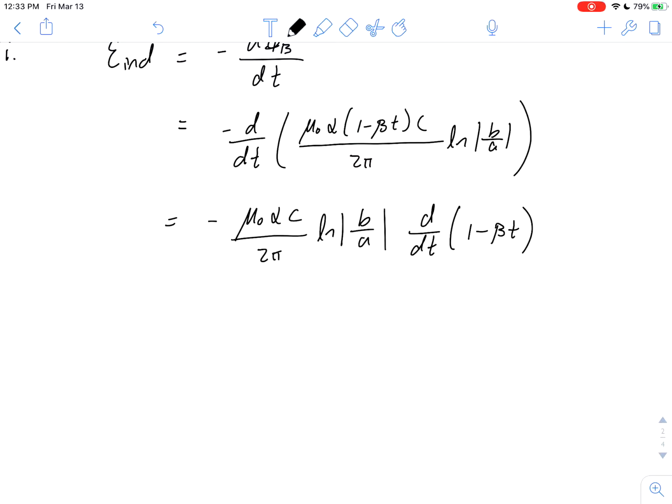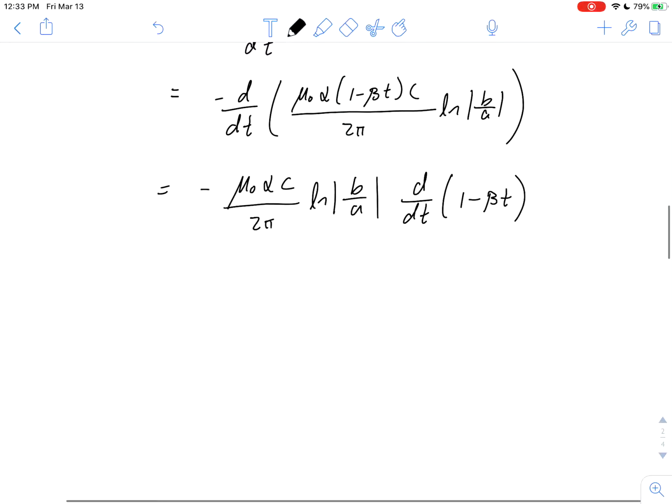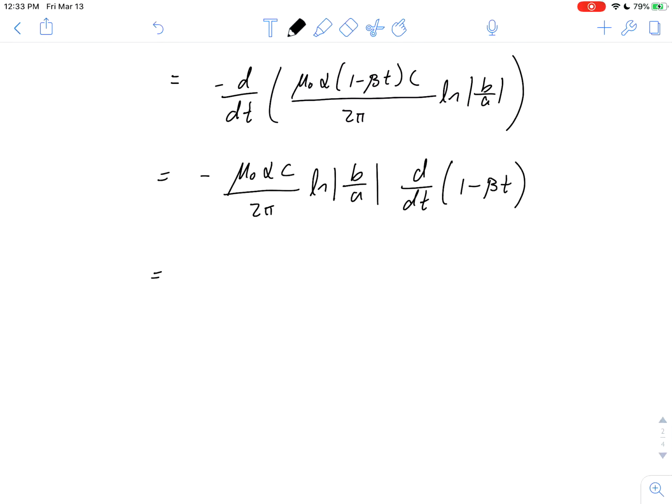So taking those derivatives one at a time, derivative of 1 with respect to time is 0. Derivative of negative beta t with respect to time is negative beta. And so the two negatives will cancel, and we're just going to end up with mu naught alpha c beta over 2 pi natural log of b over a.